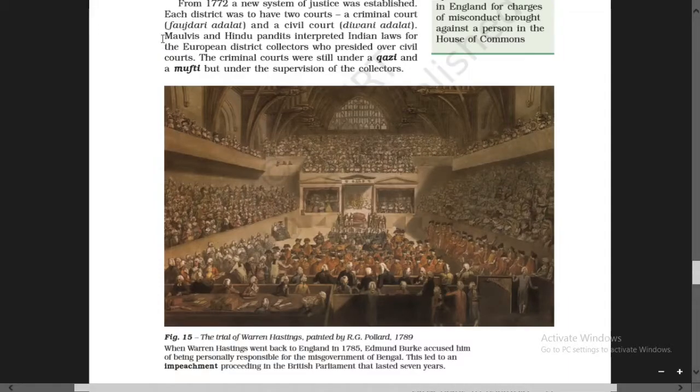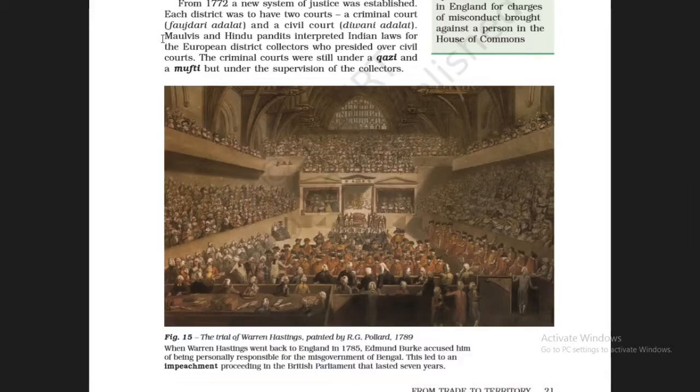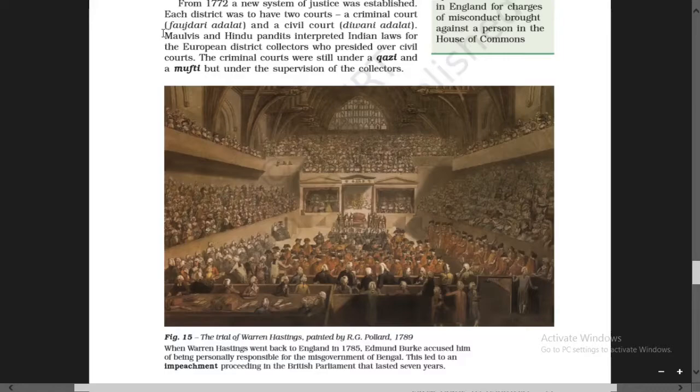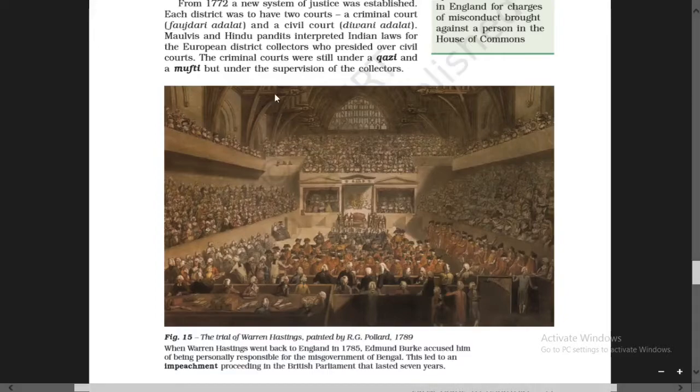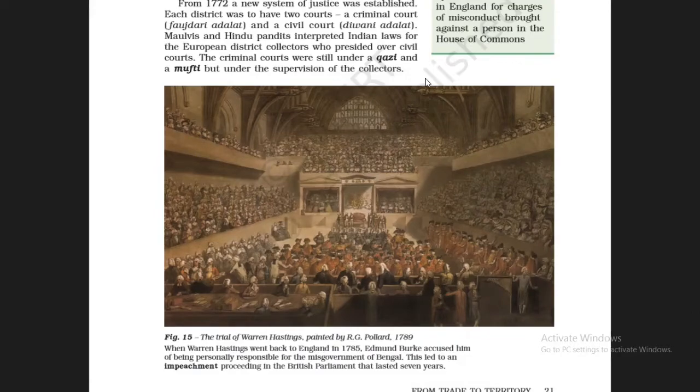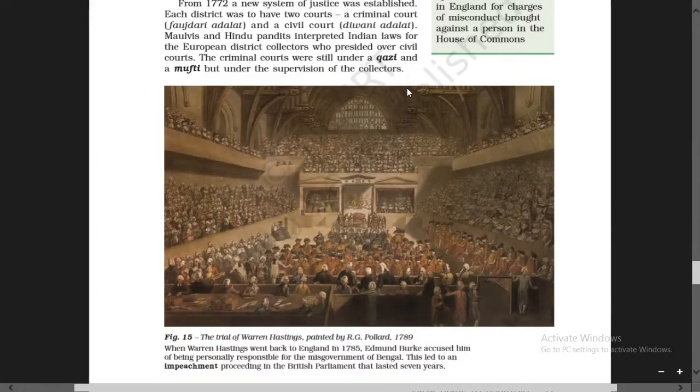The European district collectors presided over civil courts. The criminal courts were still under a Qazi and Mufti, but under the supervision of the collectors.